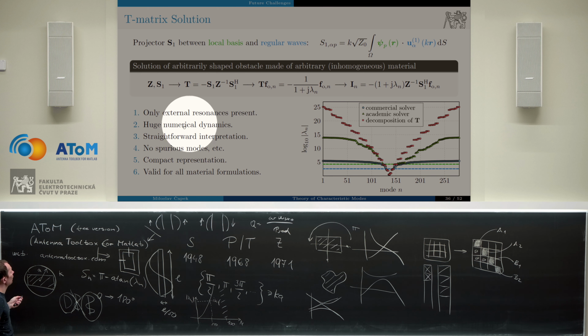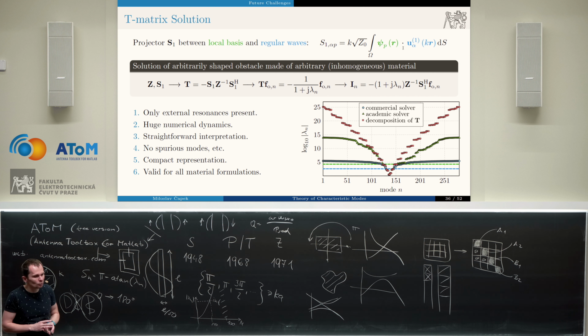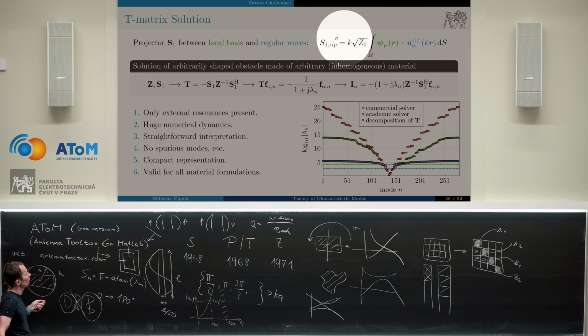Also, it's an extremely compact representation, because the T matrix has a dimension, a rank, equal to the number of regular waves utilized for this integration. So imagine that you have an extremely complicated shape, a helicopter, for example, and you discretize it into 20,000 triangles. So you have roughly 25,000 unknowns. But if your ka, or electrical size, is small, you may decide that you will use only 300 spherical waves to represent this helicopter in the T matrix.